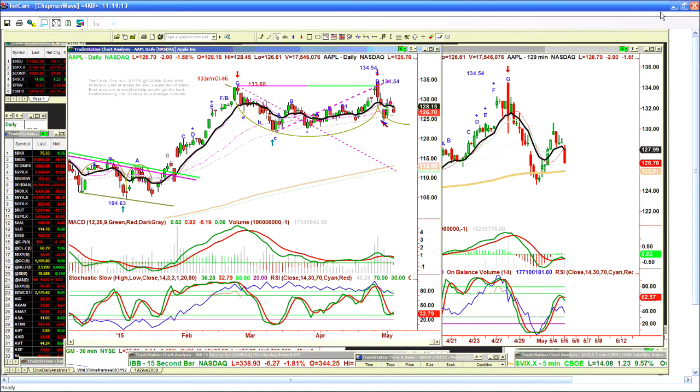And what I was talking about, I can't remember if it was yesterday or the day before, I was looking at Apple. I think someone might have called about Apple, but I was looking at Apple at 134.54 as the high. And what I'd said was that was a perfect 4 ways to the top.